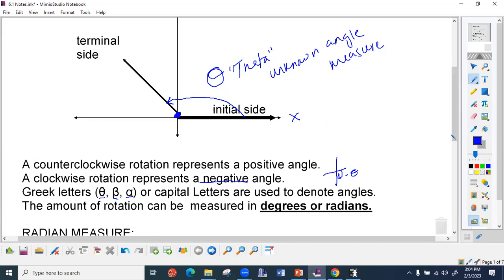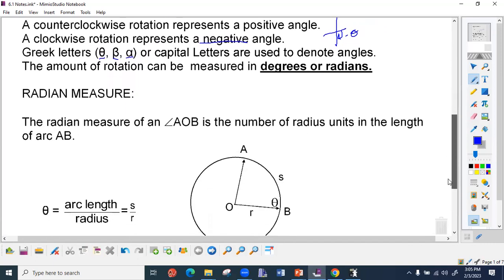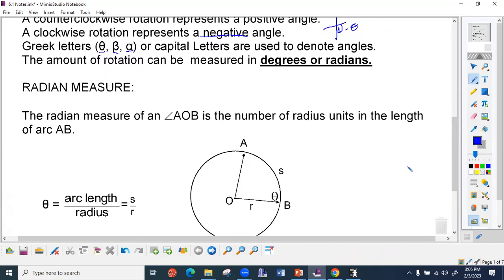Now, the amount of rotation can be measured in degrees or radians. We all know about degrees, right? We're going to be learning about radians. What is a radian? So a radian measure of an angle.